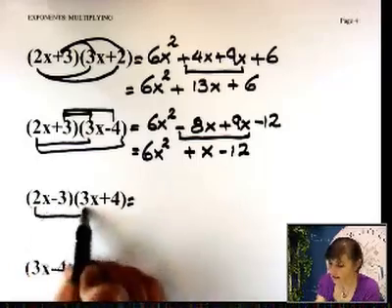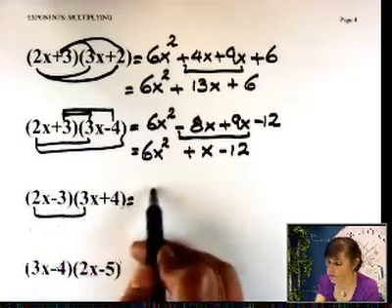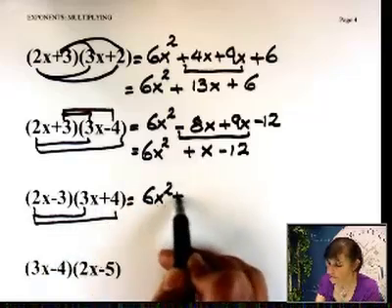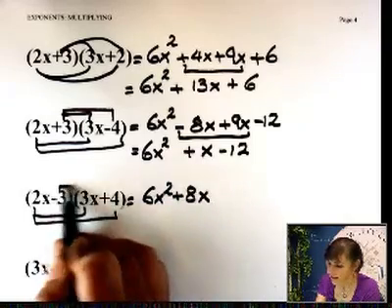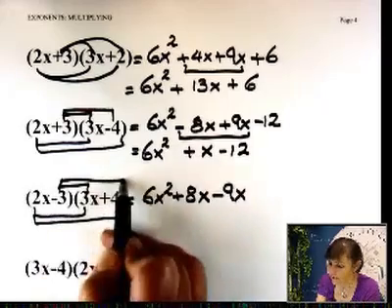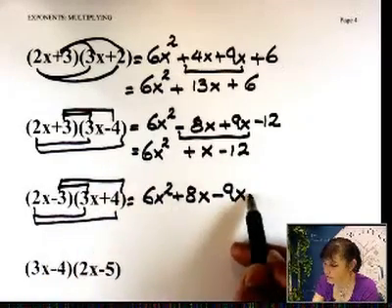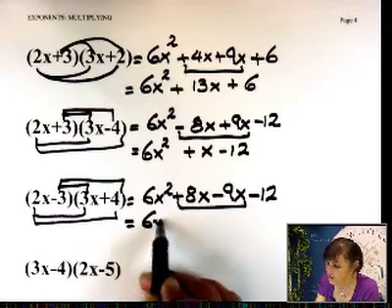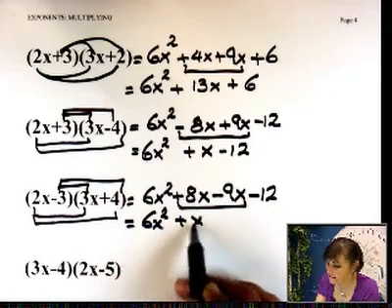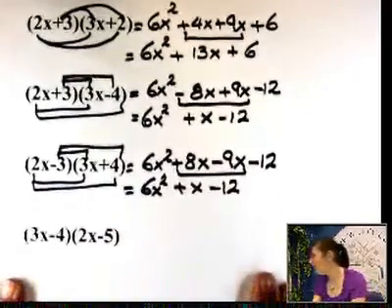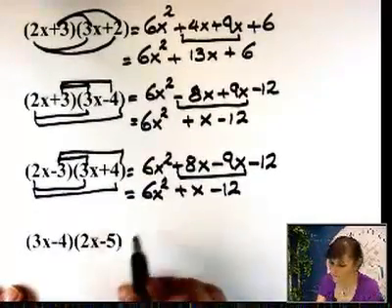All right. First term, 2 times 3, 6, x squared. 2 times 4, that's 8x. Negative 9x. And this one, negative 3 plus 4, that's negative 12. Combine the middle terms. 6x squared plus x minus 12. Now I'm going to go over them, and you're going to see some patterns here.